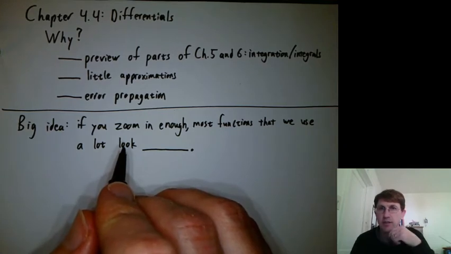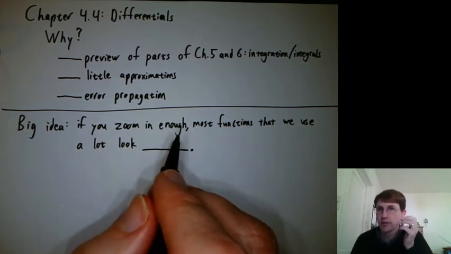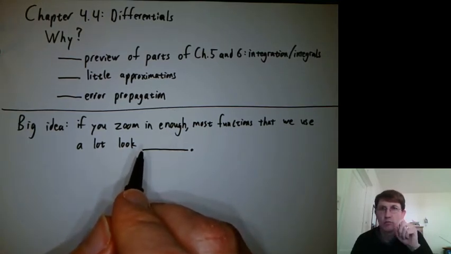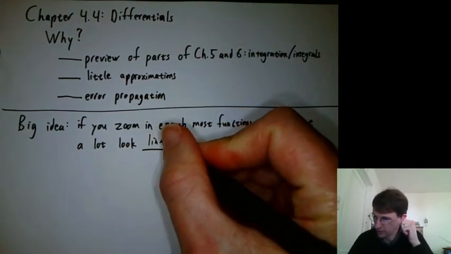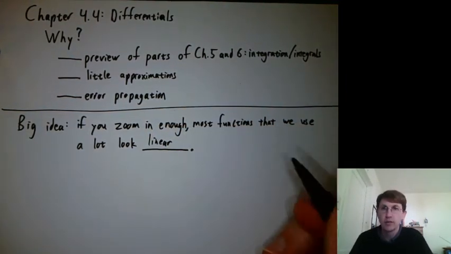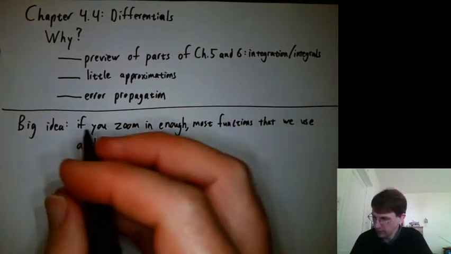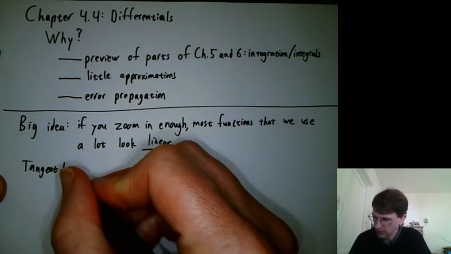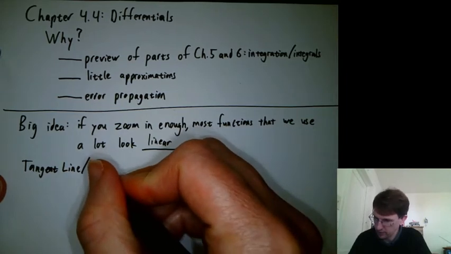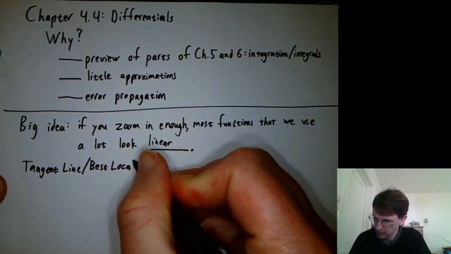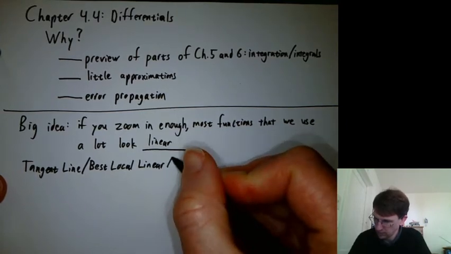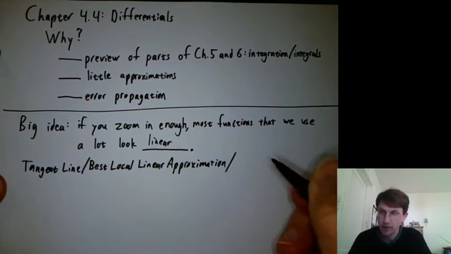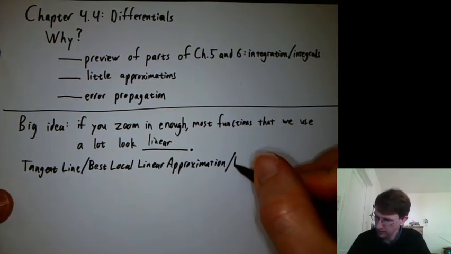Let's think back to one of our big ideas of calculus. If you zoom in enough, most of the functions that we use in science and engineering tend to look, what do they look like? Hopefully you think linear. That's the big idea, right? So let's talk about our favorite formula for tangent line, or what else have we been calling it? Best local linear approximation. And another name we can give it is a linearization of a function.